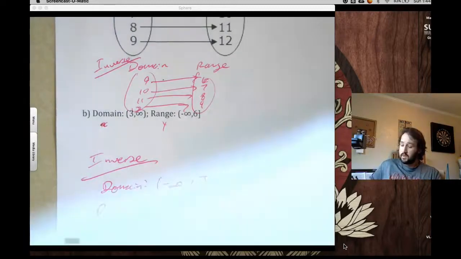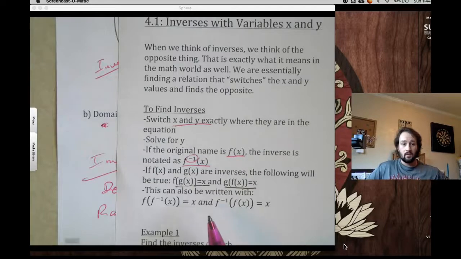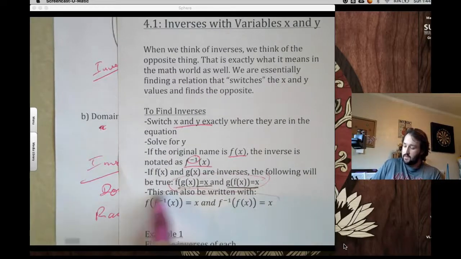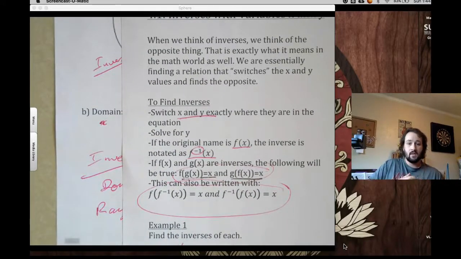Don't forget about this right here, f of g of x equals x, and f of f inverse and f inverse of f equals x. Apex is going to ask you, is this true? Can this happen? So just make sure you guys refer back to your notes. It's true.